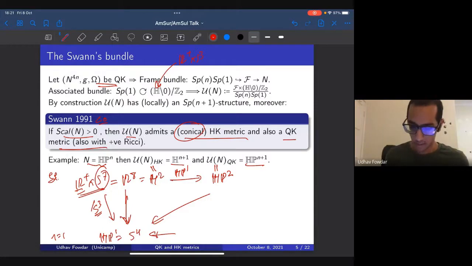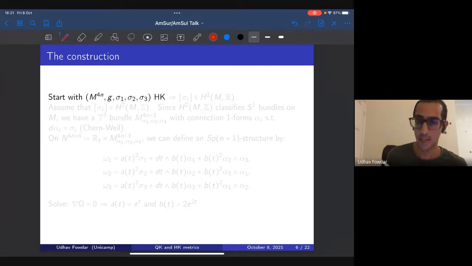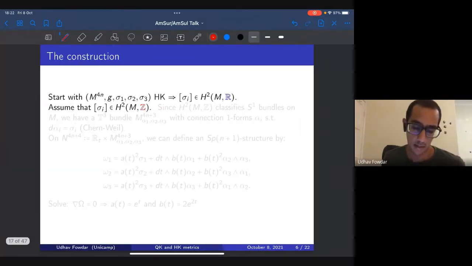Cool. Okay. So what I want to do is follow a similar sort of idea, but now I want to start with a hyperKähler manifold instead of a Quaternion-Kähler manifold. Suppose I give you a hyperKähler manifold, and here's your hyperKähler triple, sigma 1, sigma 2, sigma 3. These are closed two forms, so they define cohomology classes in H2 with real coefficients. Now, let's suppose for the time being that they in fact define integral cohomology classes, i.e., you can replace the R factor here by the modulo factors of 2 pi.